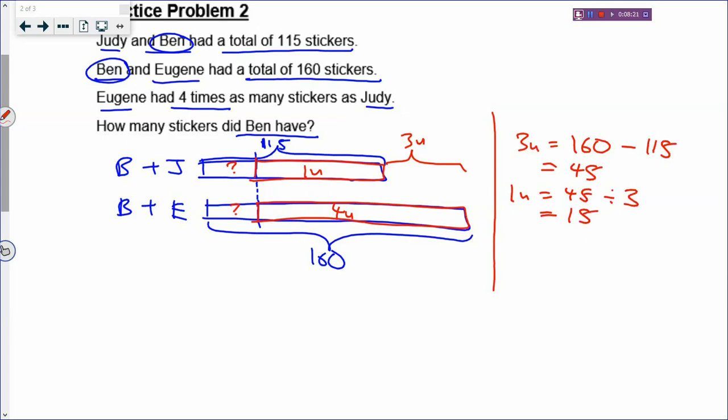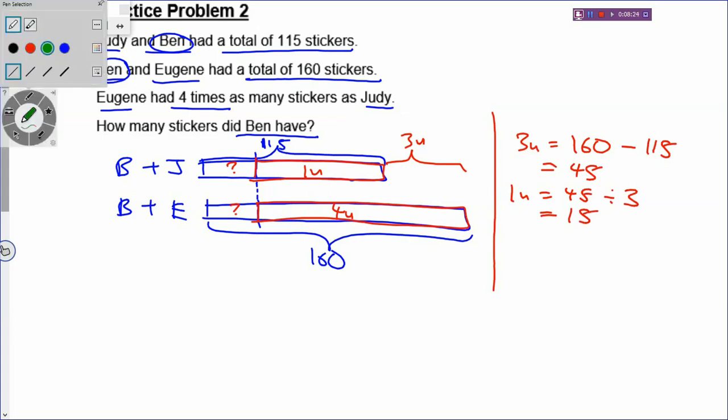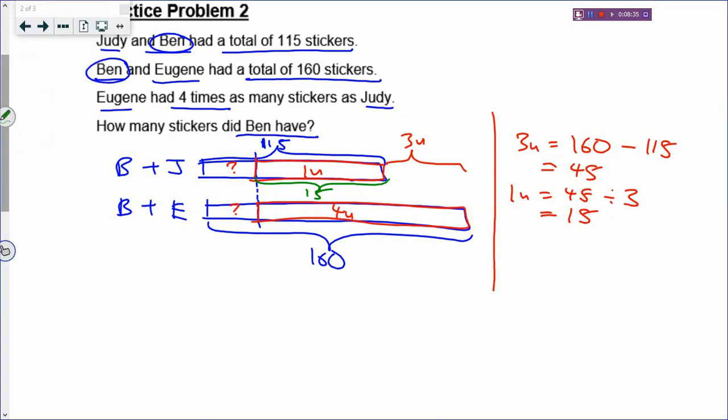So now you can solve already. What is Ben's mass, or how many stickers did Ben have? You look at this 1 unit, which is 15. So you take 115 minus 15, and Ben has 100 stickers, which is over here, and below will also be the same person, so you will also get the same answer. How many stickers did Ben have? Answer, 100. Okay, so model sharing.